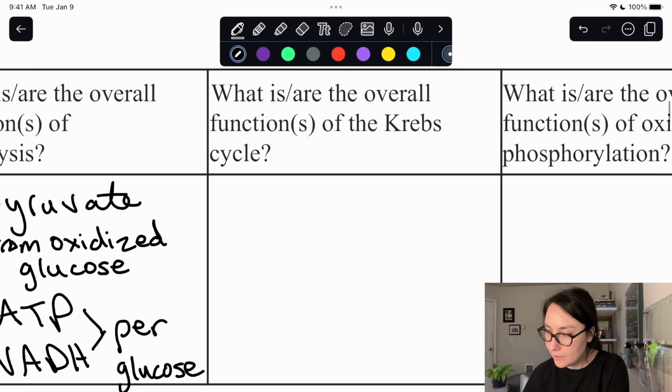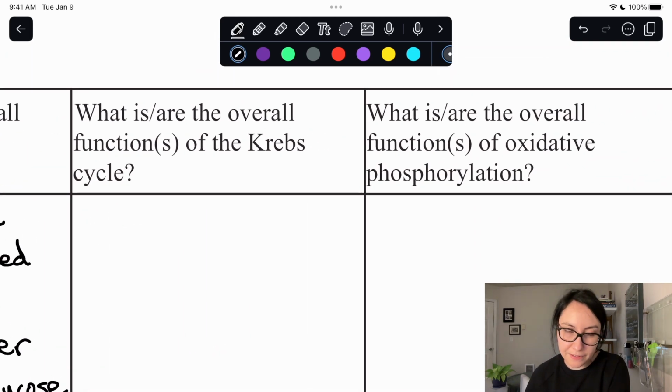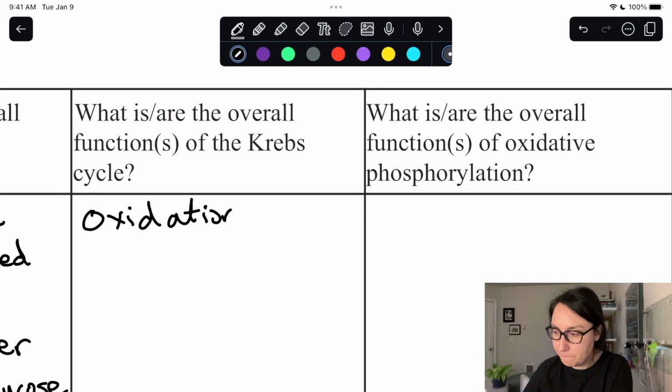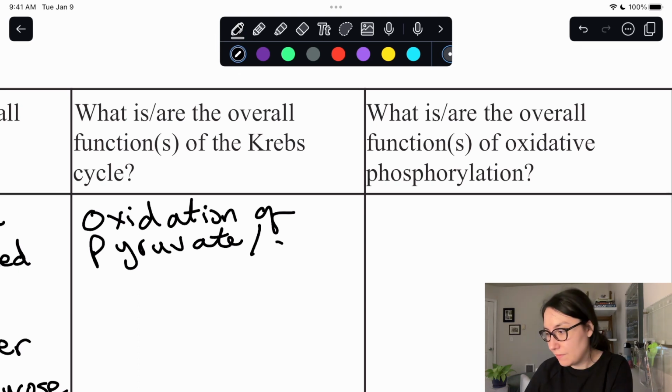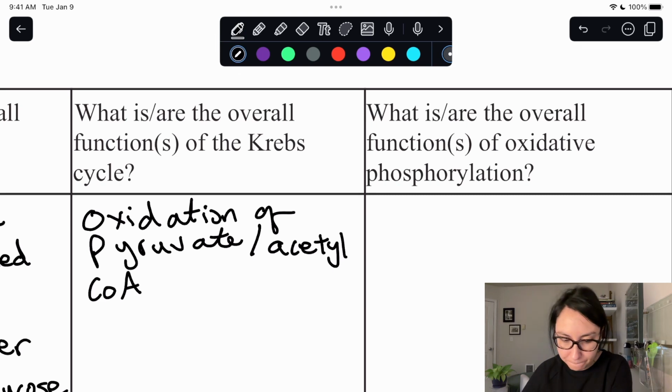Okay? And the overall function of the Krebs cycle, you're going to notice something. There is a theme here. It's oxidation. Oxidative phosphorylation is the big thing. Oxidation happens a lot in this cellular respiration process. So first word's going to be oxidation of pyruvate / acetyl coenzyme A to CO2. Okay?